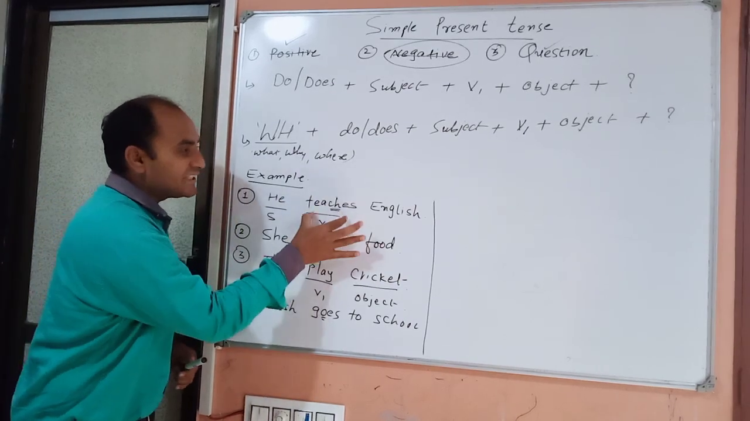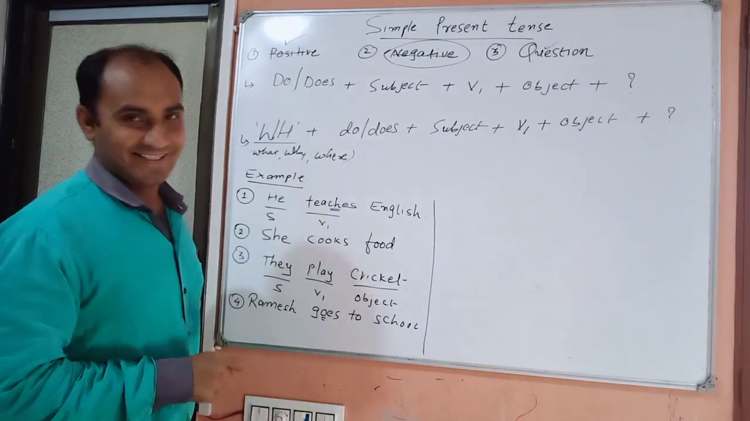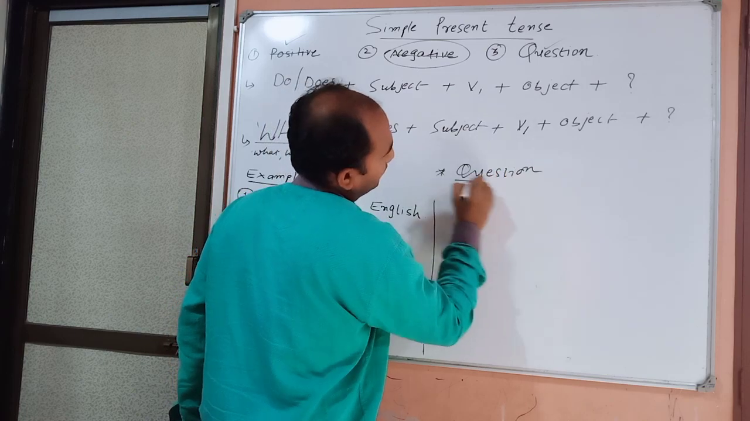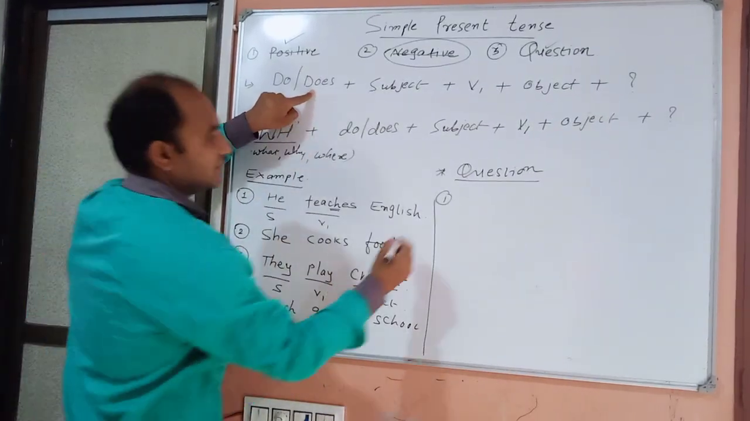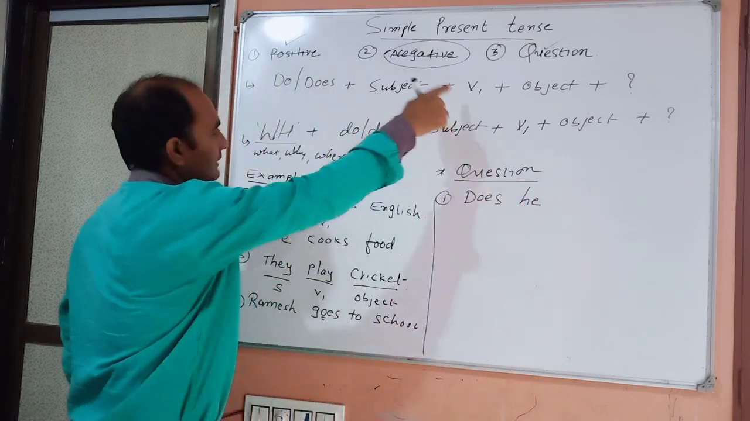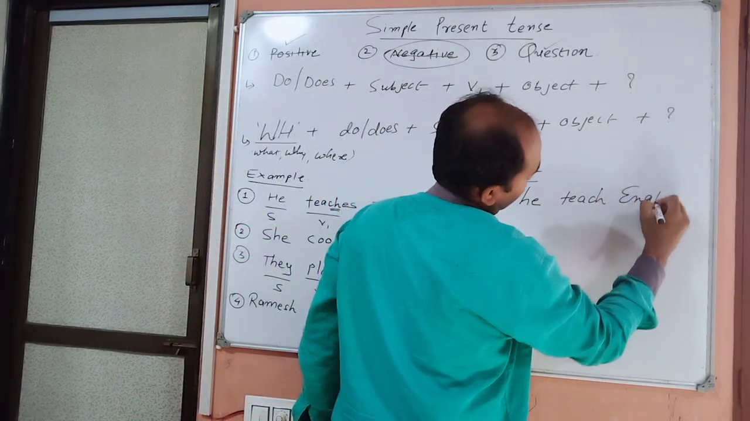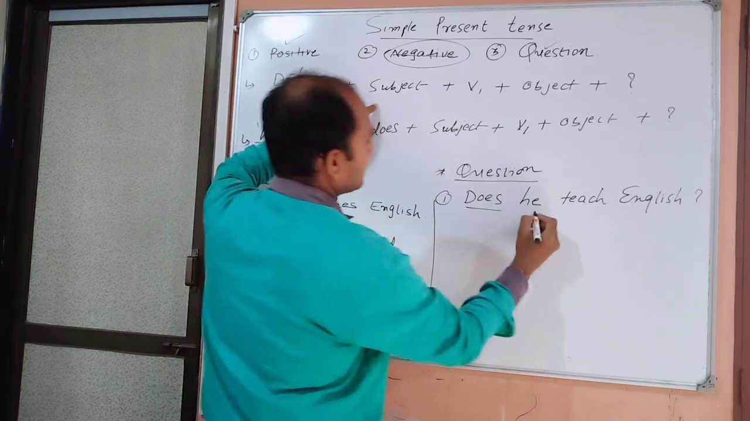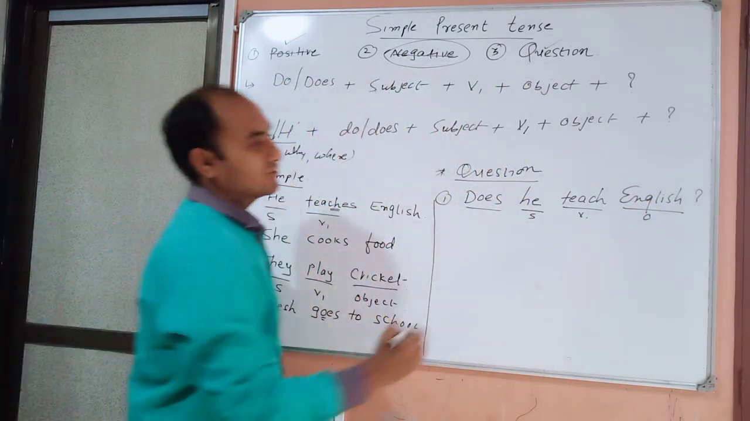Question number one. He teaches English. In negative, do you know very well? He does not teach English. But now, whenever we are converting into questions, at the time, according to the first structure, it is a singular. That means does, then subject, he, then V1, teach, then object, English, and then question mark. So you are observing that here do/does, then subject, then verb, then object, and then question mark.